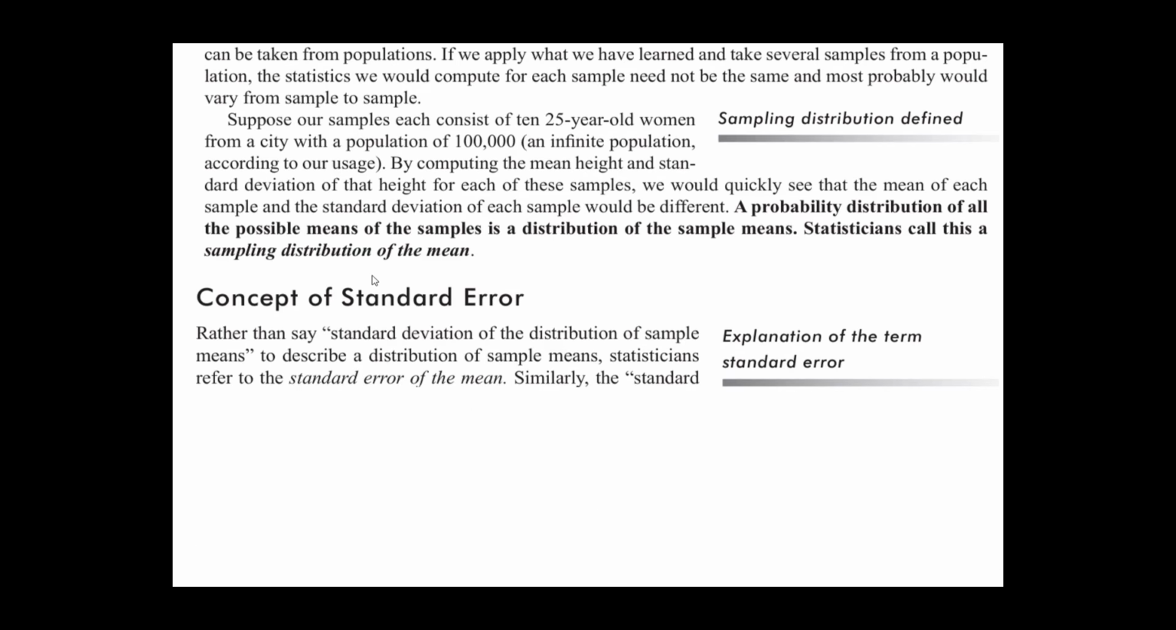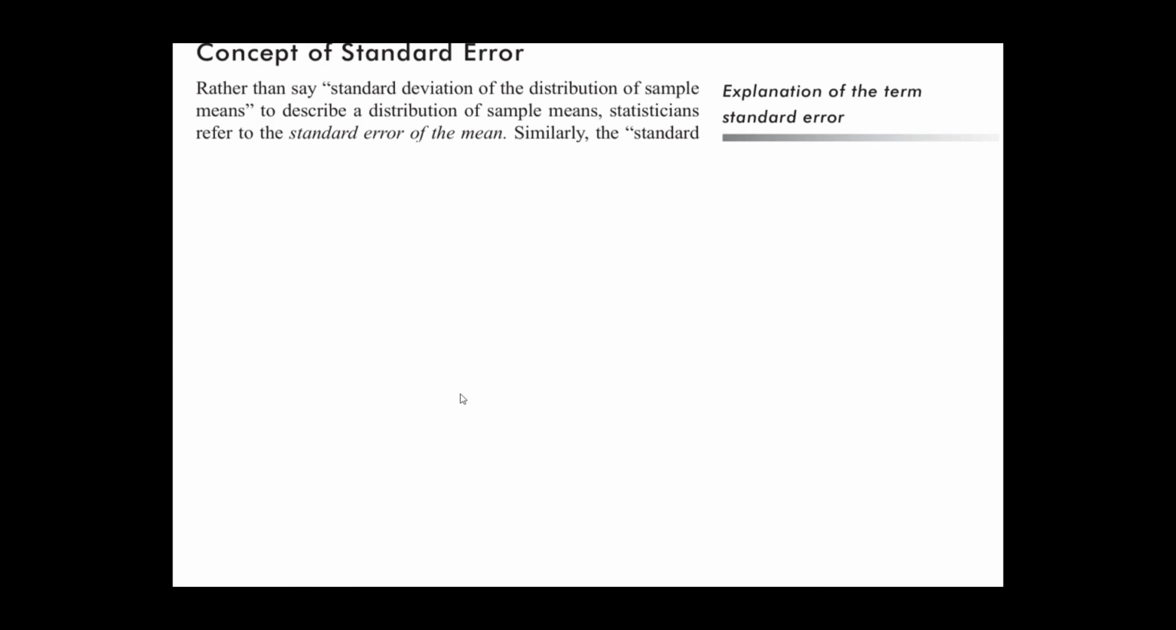Now, what is standard error? For this sampling distribution of the mean, the standard deviation is called the standard error. So the standard deviation of the distribution of sample means is called the standard error of the mean, and it is given by the formula sigma x bar. I will show you that formula a bit later.